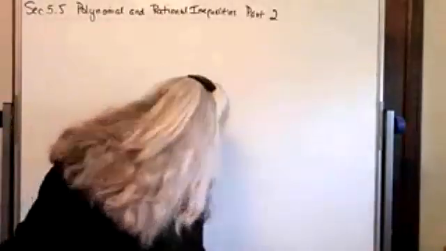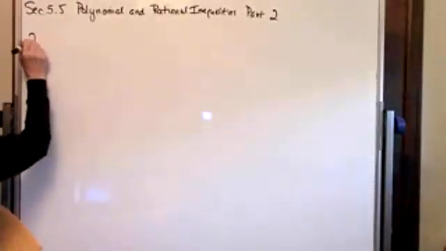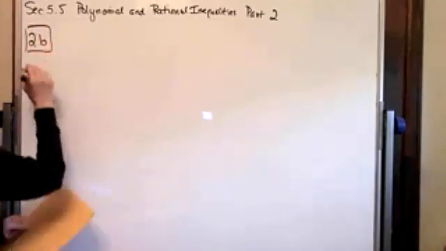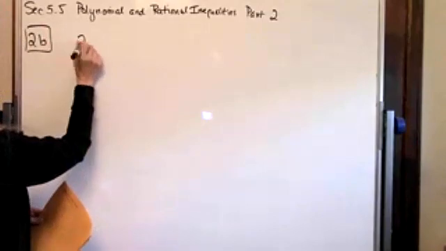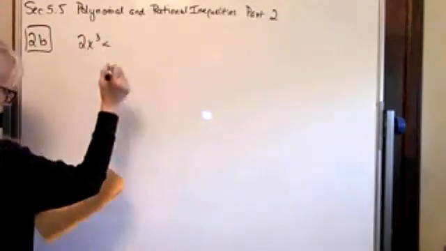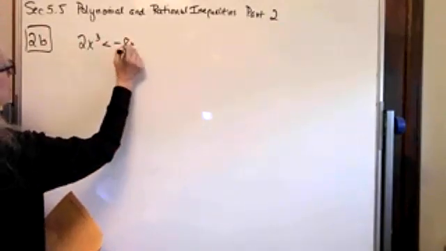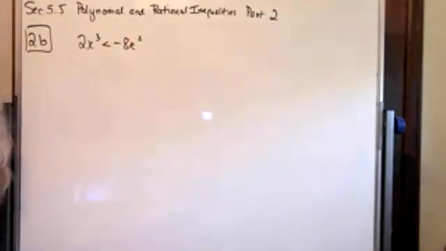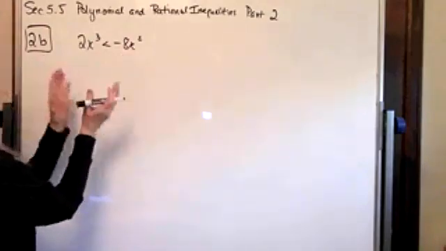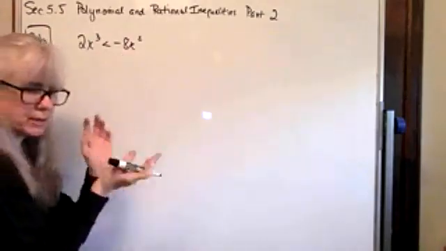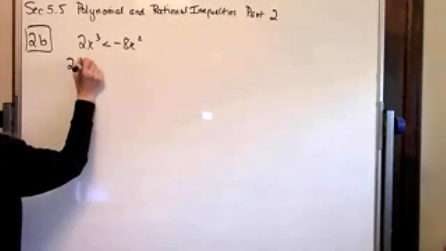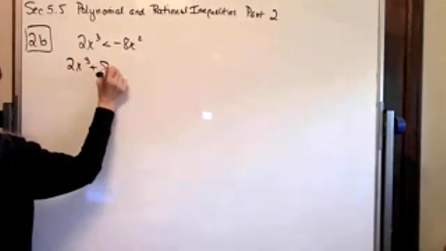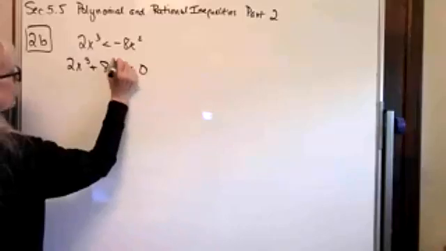This is 2 part B. This time our polynomial was 2x to the third is less than a negative 8x squared. So it is not in the correct form we need. We're going to have to do a little bit of work first. So first we want to move everything to one side. Always go to the left side because it's easier to translate the above and below the x-axis. So that would give me 2x to the third plus 8x squared is now less than 0.